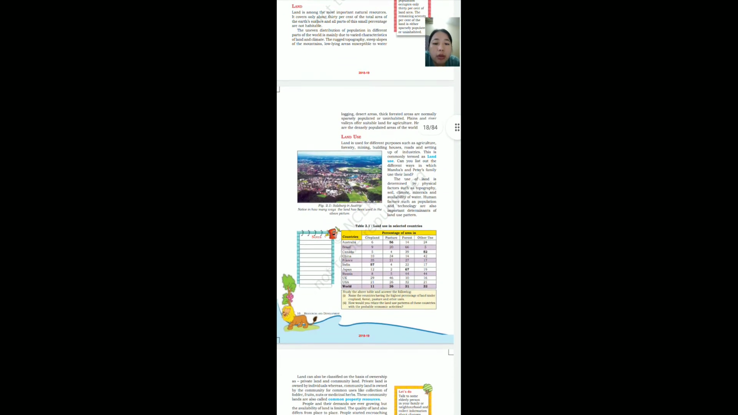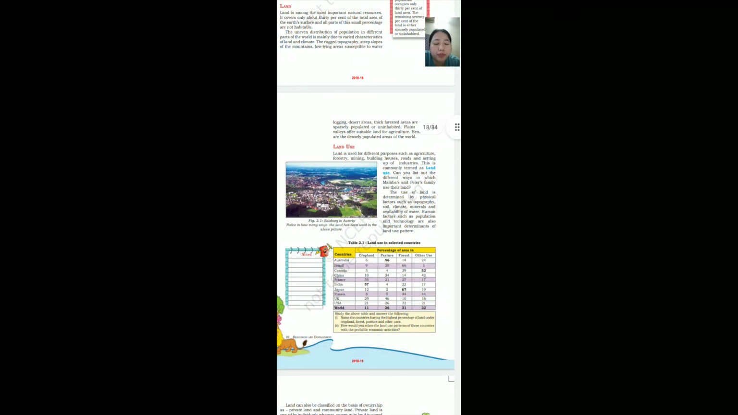Okay, so now let us move to land use, land use for different purposes. Land use means use of land by humans for different purposes, which include agriculture, forestry, mining, building houses, roads, and setting up of industry. This is commonly termed as land use.